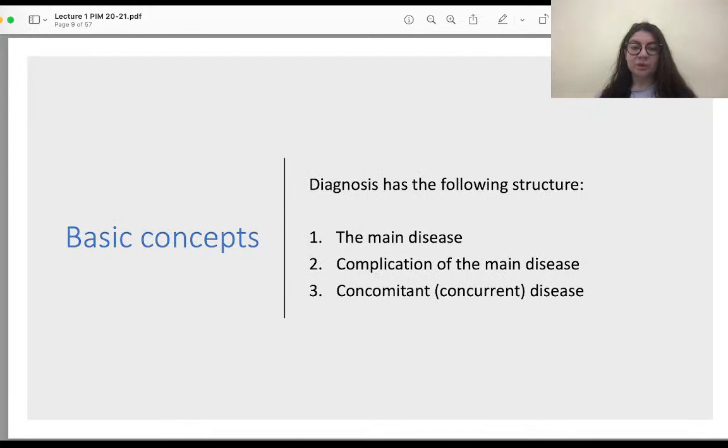Diagnosis has the following structure. First, it is the main disease. Second, it is a complication of the main disease. And third, it is a concomitant, concurring disease.